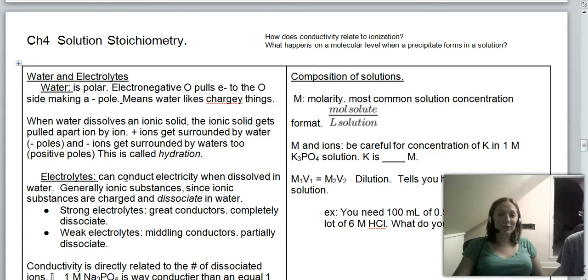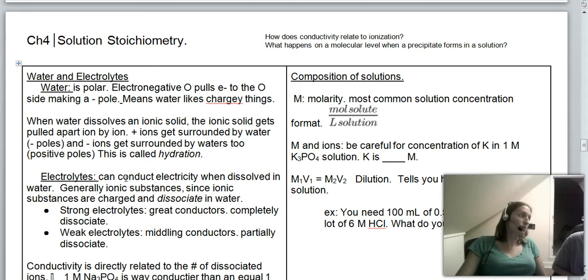Hello, this is the first lecture for Chapter 4, Solution Stoichiometry, which is about stoichiometry that takes place in solution. And so we will be talking a lot about molarity and using the molarity equality for some of our mathematical stuff. A lot of what goes on in solution involves water and electrolytes, so you need to understand what goes on when you dissolve things.